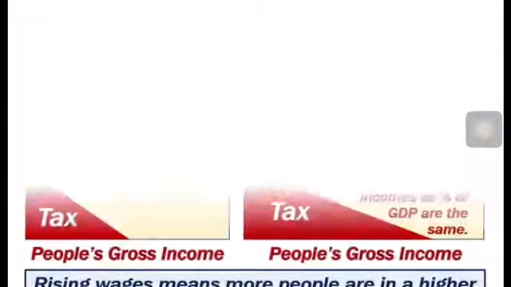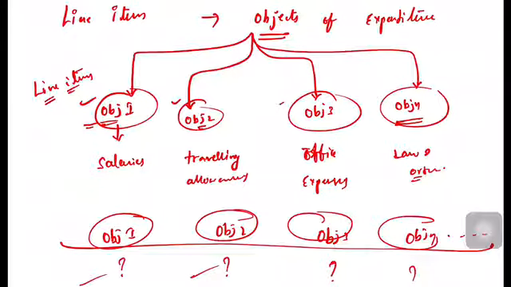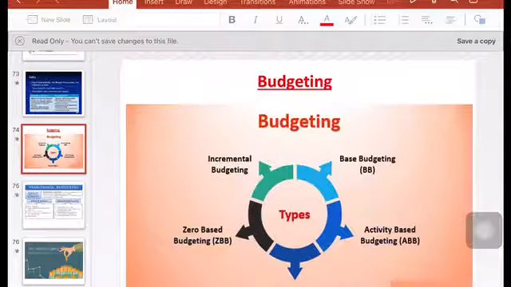Sorry. There is some problem with the PPT. One second, let me restore it. Okay, so this is the one. So this is line items. There I will write what exactly this line item budget means. Give me one second, I'll restore this.